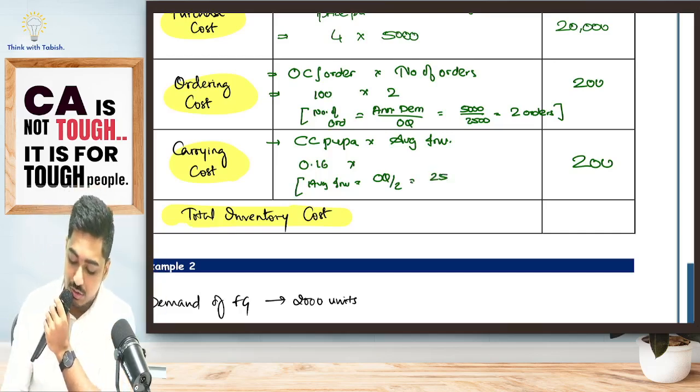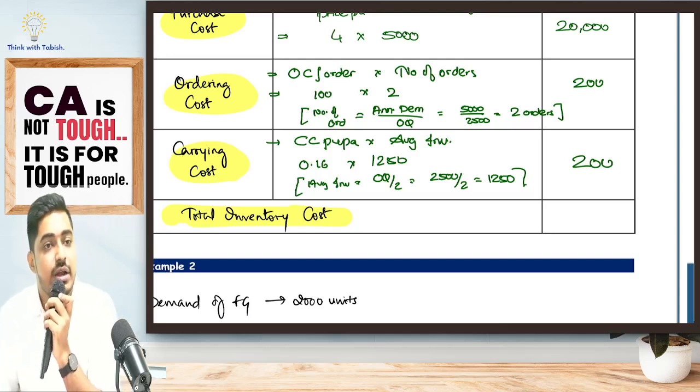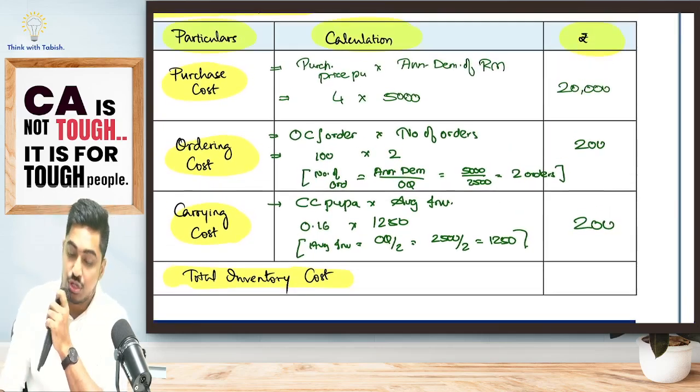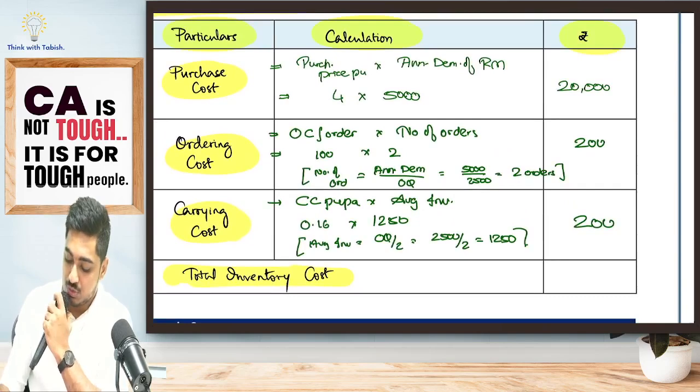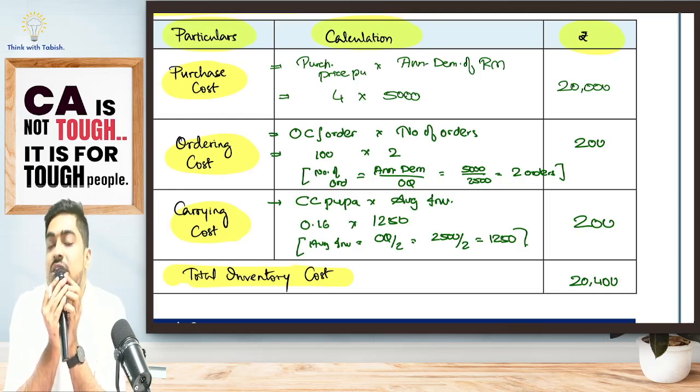How much are we ordering? 2,500. So half of that is 1250. So 0.16 into 1250, is it going to be 200? Yes or no, everyone? So the total cost is 20,000 plus 200 plus 200. It is 20,400. Yes or no?